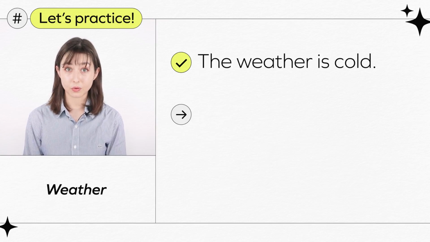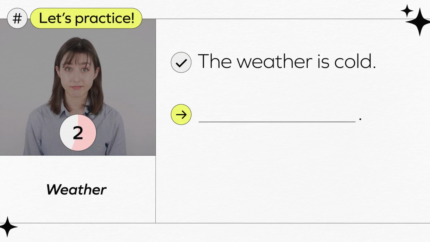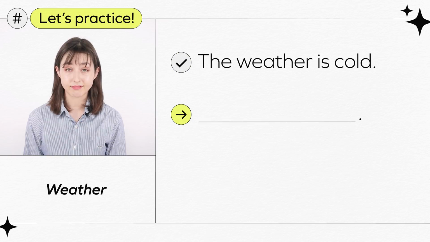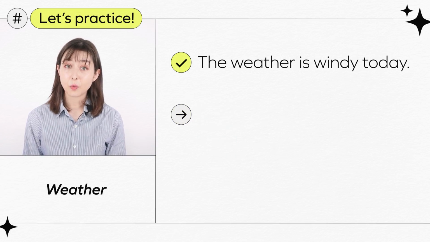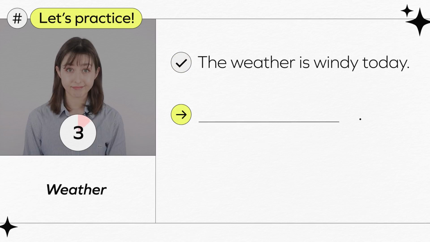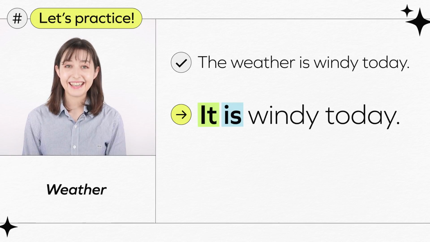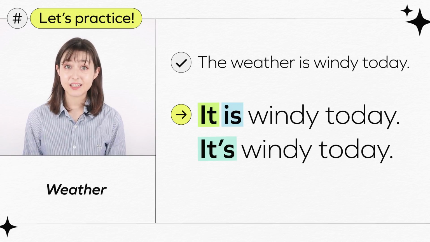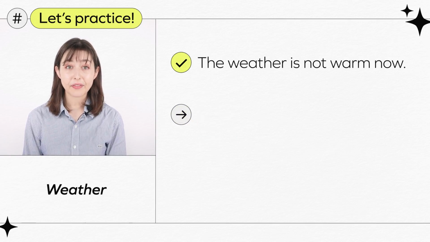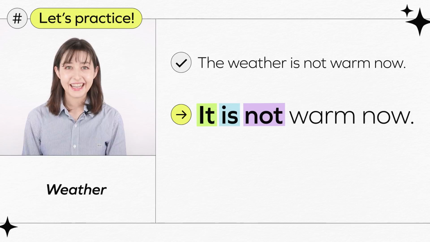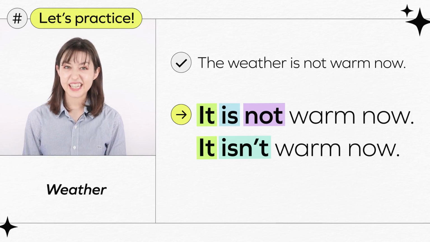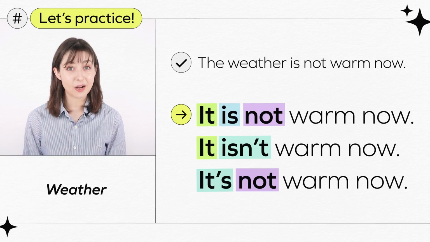The weather is cold. It is cold. It's cold. The weather is windy today. Nice. It is windy today. It's windy today. The weather is not warm now. Good. It is not warm now. It isn't warm now. It's not warm now.